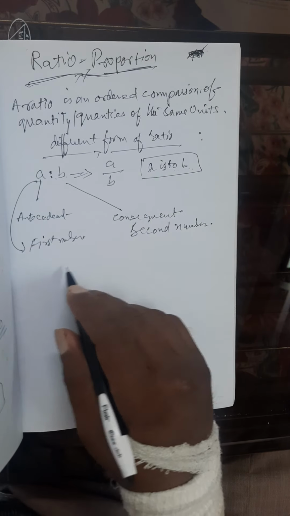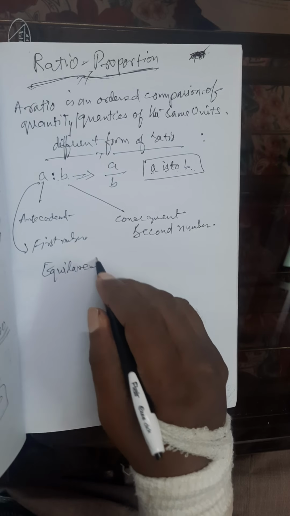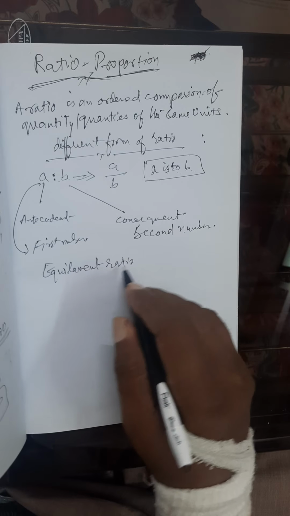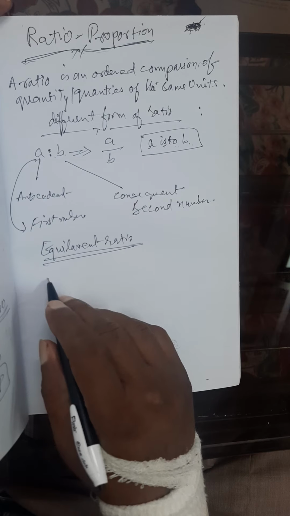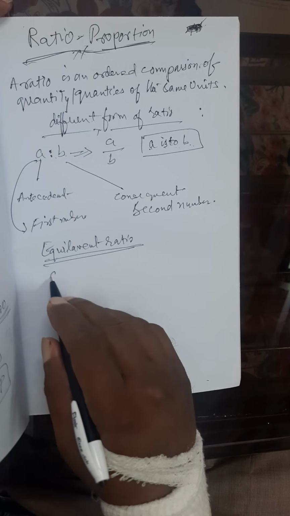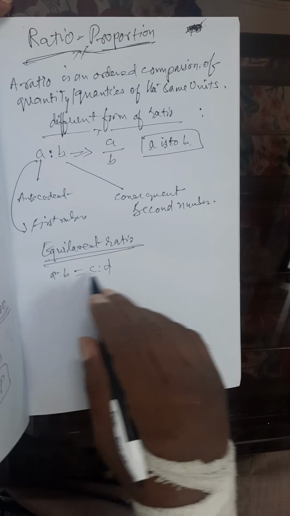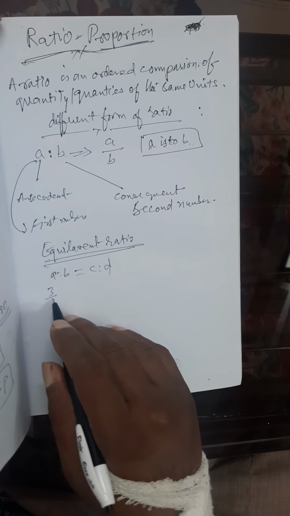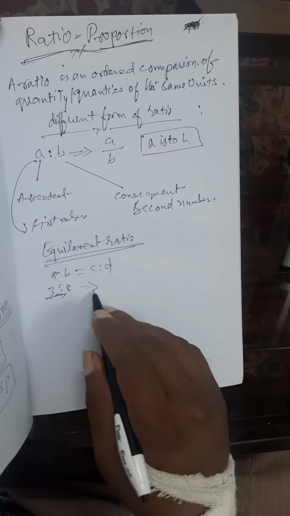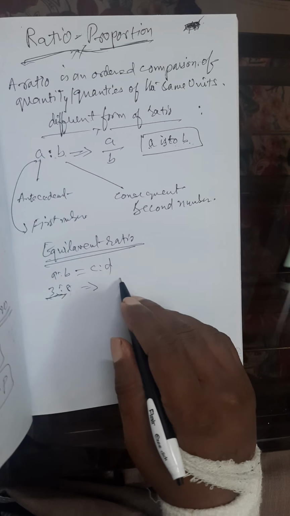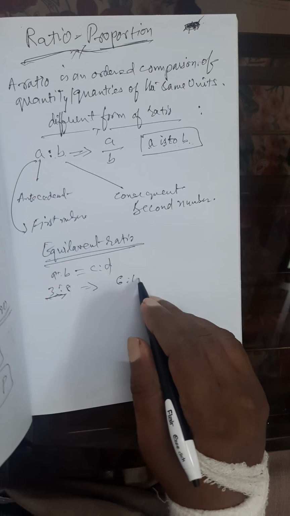Now, equivalent ratio. Equivalent ratio means what? A ratio which in lowest form is equal to another ratio. AB is equal to CD. One ratio we are taking is 3 is to 8, and another one is 6 is to 16.